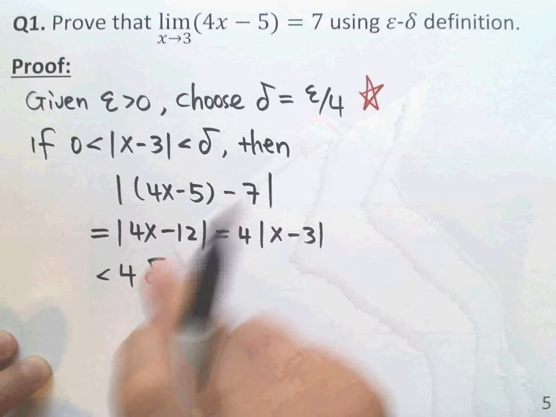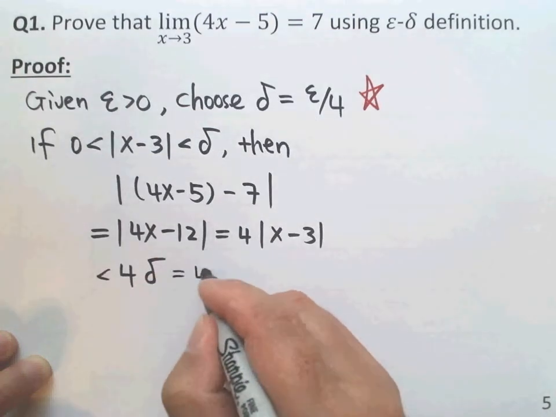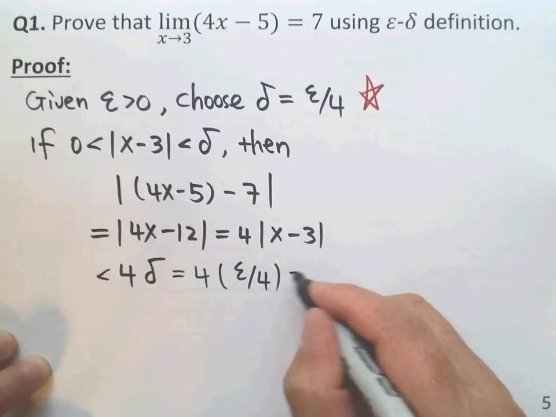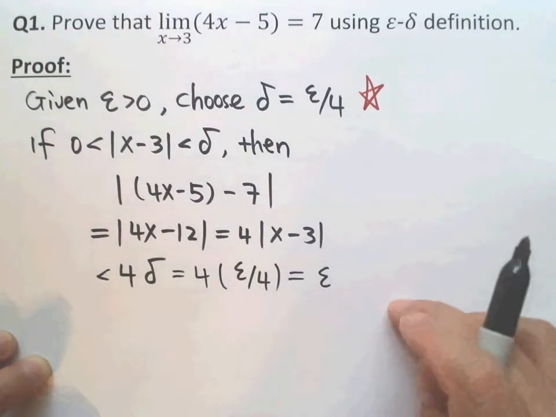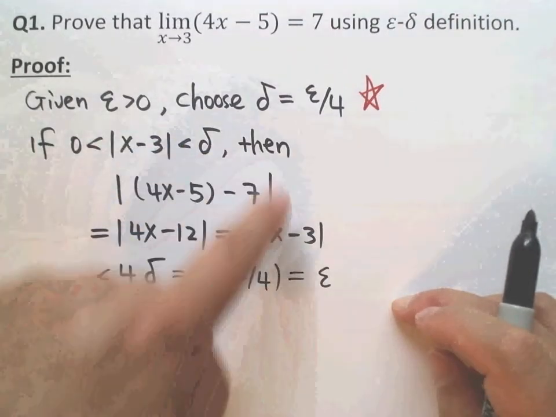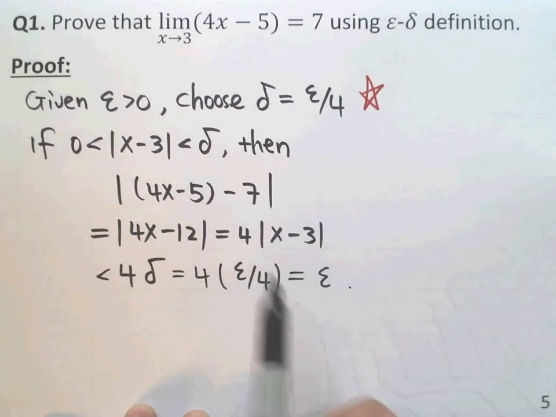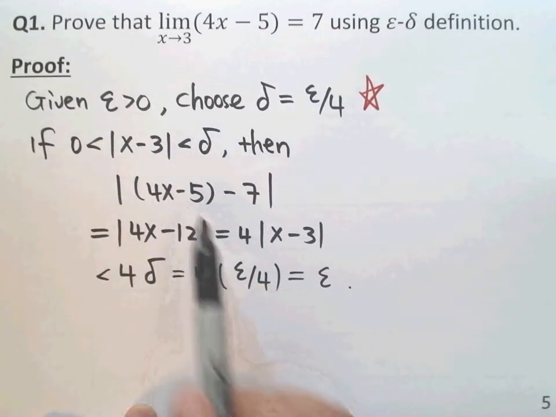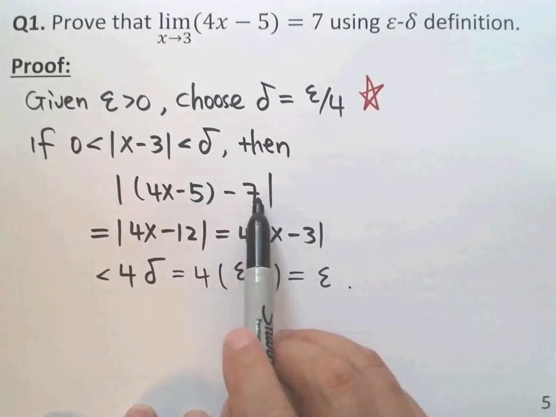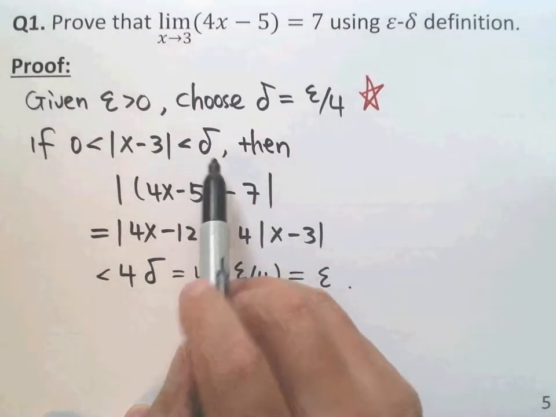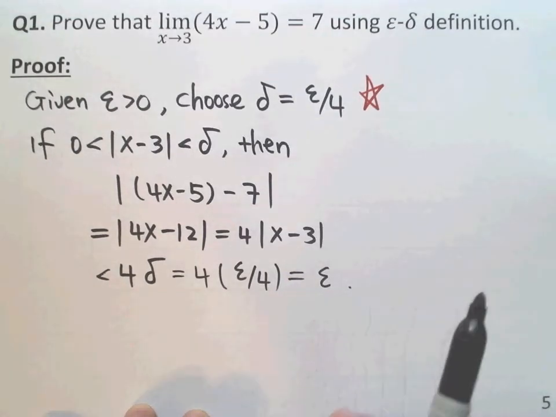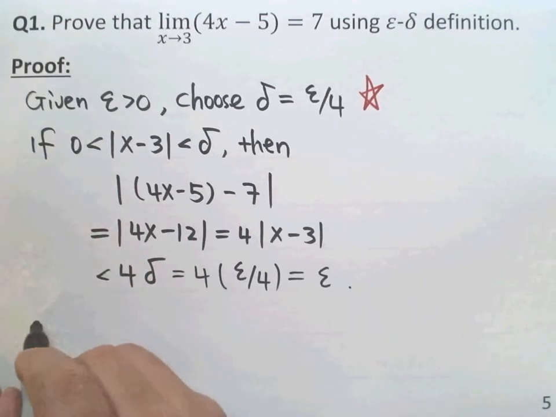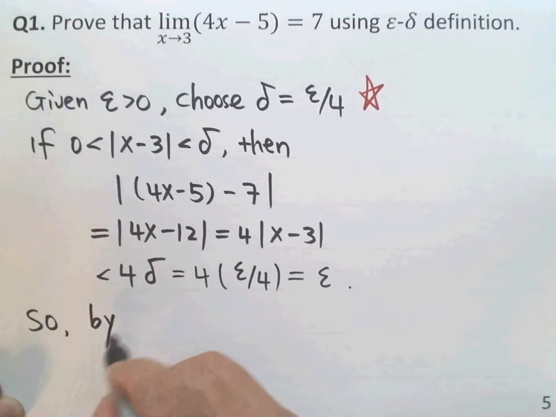And then what is delta? Delta we already picked, so I plug delta in here. What do we get? 4 times epsilon over 4. Do the calculation, and we get epsilon. That's true. So look at this statement. What does it tell us? If x is in the delta neighborhood of 3, then the value of the function is in the epsilon neighborhood of 7. That's the epsilon-delta definition of the limit. Does this make sense?